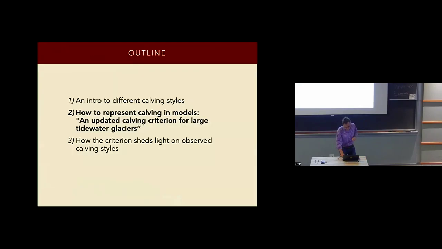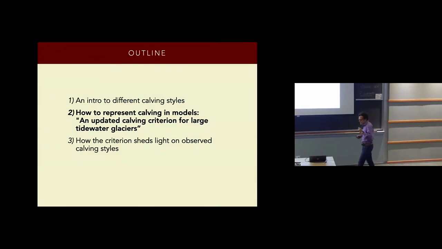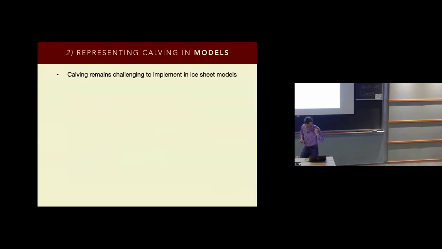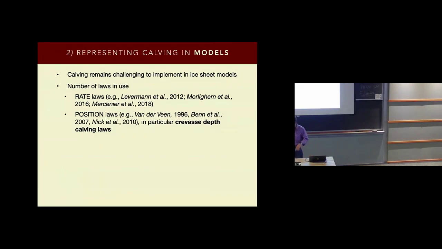So this brings me to my second part, which is how do we represent carving in models? And it's an open and long-standing and difficult question, right? So it remains challenging. There are a number of ways that people try and do this. There's also a number of ways to partition these. A common breakdown is that you say there are rate laws, which essentially look at strain rates and velocities of ice sheets. And then there are position laws, which look at critical thicknesses or critical stresses.